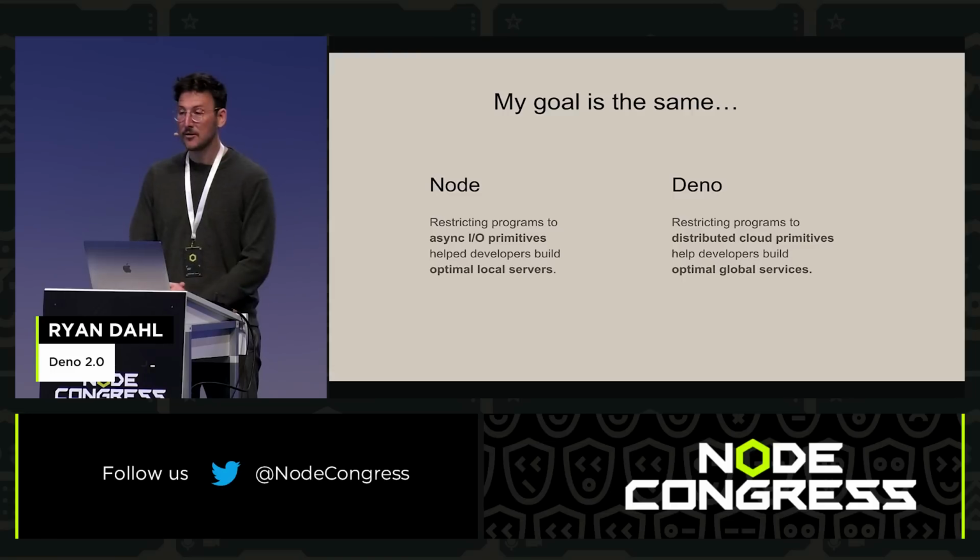My goal is still the same, right? With Node, the goal was to restrict I/O primitives, restrict programs to async I/O primitives, to help developers build optimal local servers. And in Deno, it's just an expanded version of that, restricting programs to distributed cloud primitives, the right primitives to help developers build optimal global services.